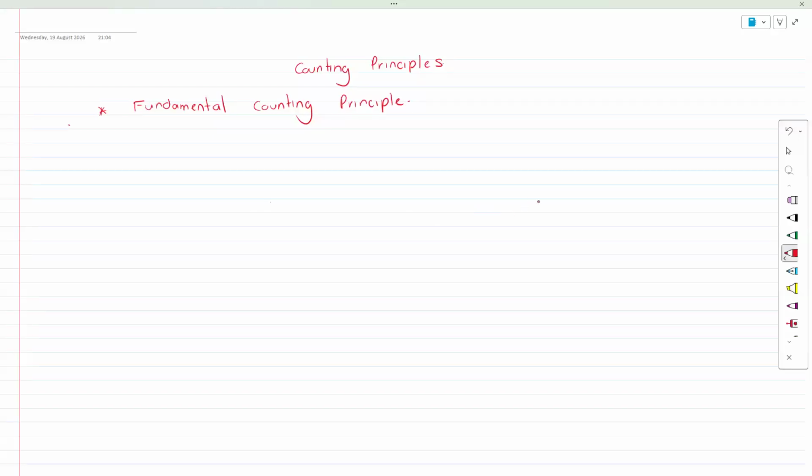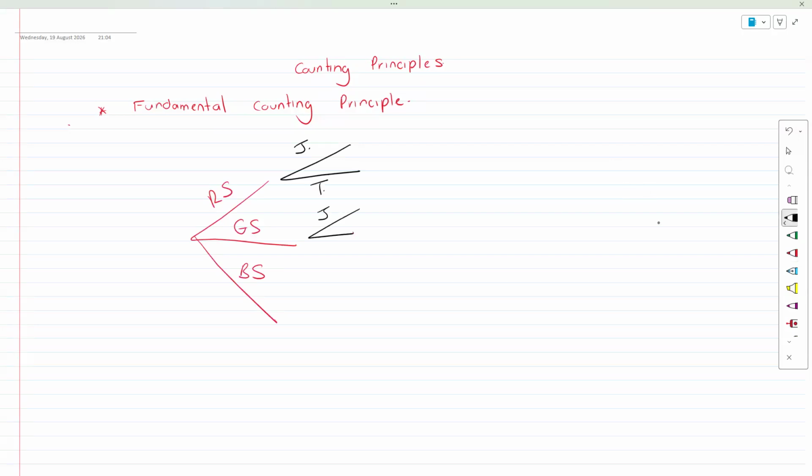So we'll take something like this: Shiloh has three shirts. She has a red shirt, a green shirt, and a blue shirt. And Shiloh has two pants. She has jeans and, I don't know, a tracksuit. Now this is a tree diagram and it's okay. It works for very small choices, maybe two choices, three choices.